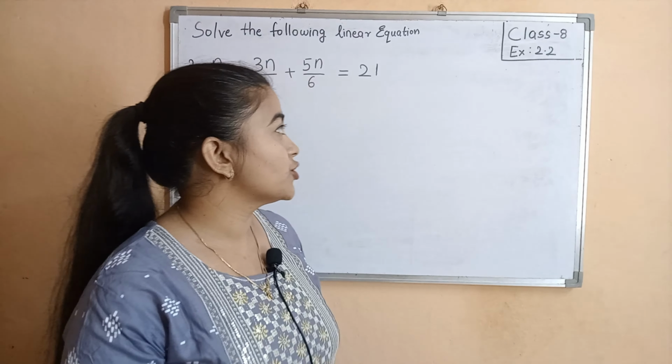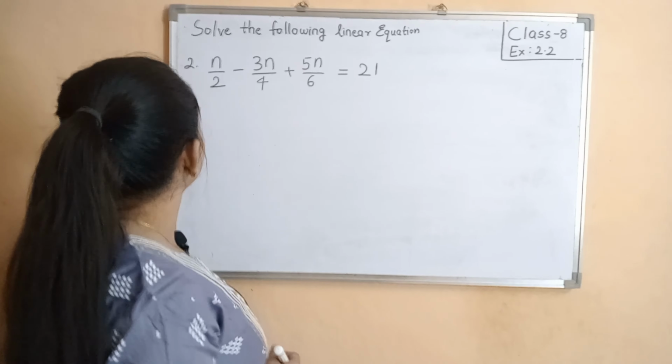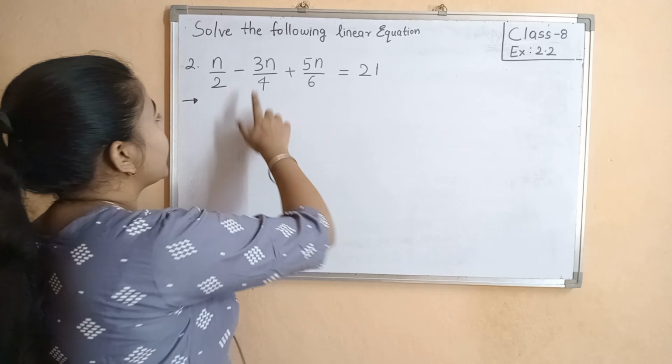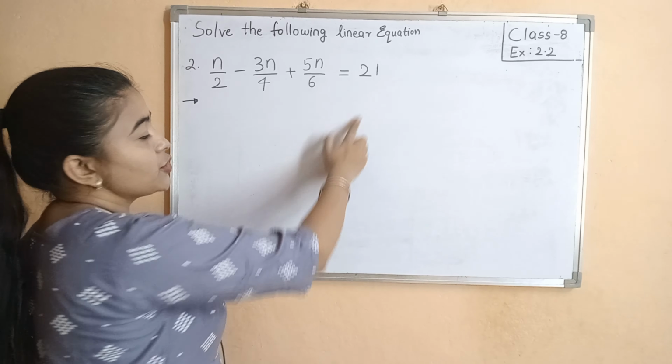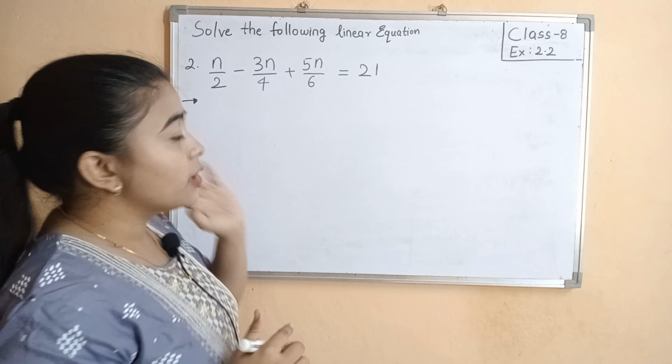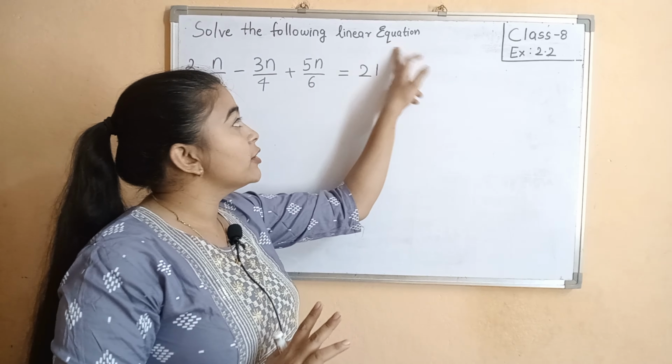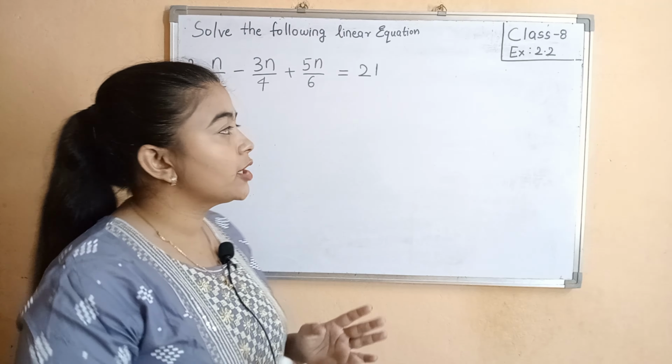Now we'll see the second question. The second question is n by 2 minus 3n by 4 plus 5n by 6 equals 21. So our first step to solve any linear equation is to separate the constants and the variables.